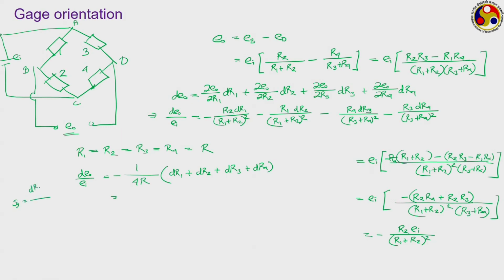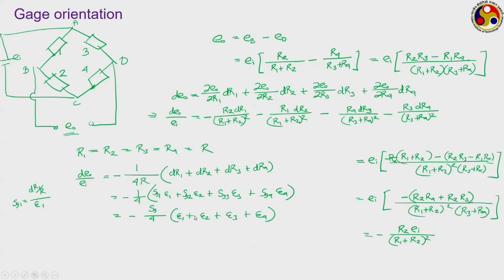Now we know that for the first gauge, Sg will be dR1 by R divided by epsilon 1. If all of them generally have the same gauge factor, then we can replace this as minus 1 by 4 into Sg into epsilon 1 plus Sg into epsilon 2 plus Sg for 3 epsilon 3 plus Sg for 4 epsilon 4, and if all gauge factors are equal, then this will become minus Sg by 4 into epsilon 1 plus epsilon 2 plus epsilon 3 plus epsilon 4.